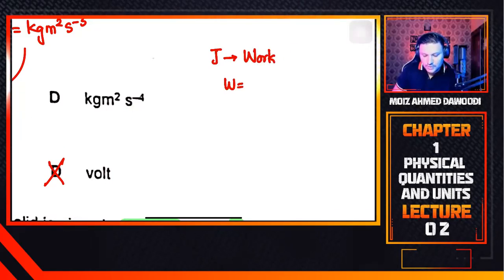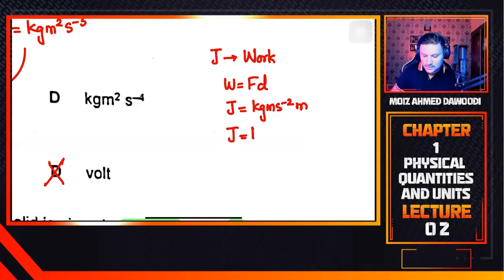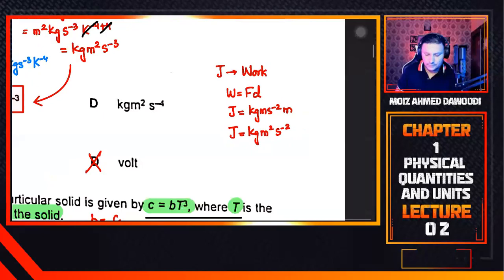So work equals F into D. So joule equals, for F, kg m s^-2, and for distance, meter. So joule is kg m^2 s^-2. Okay, beta? This is the SI base unit of joule.